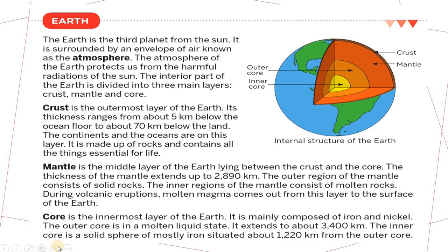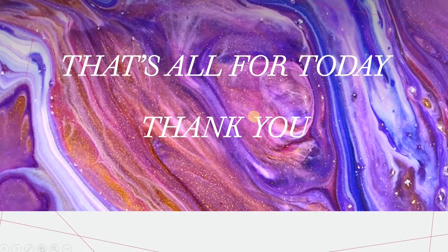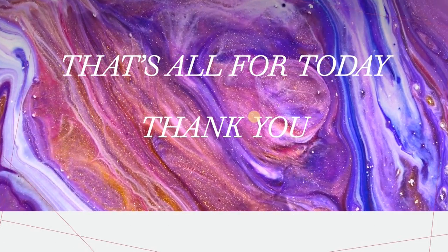So the inner core is a solid sphere of mostly iron. From the outer core, this circle is about 1220 kilometers in diameter, and it is a rock hard solid substance, right? And with this, we conclude today's part of the chapter.